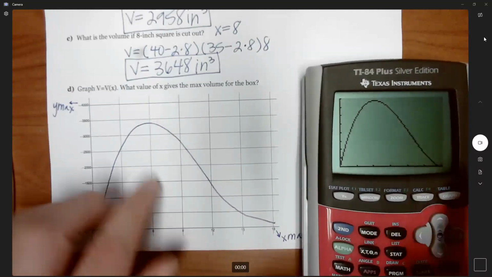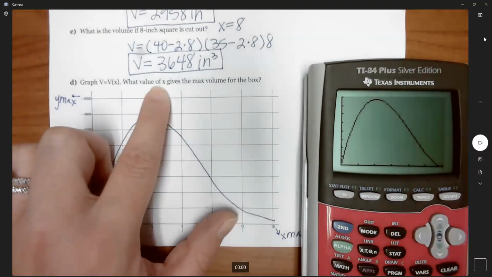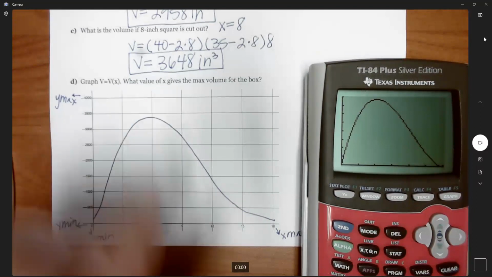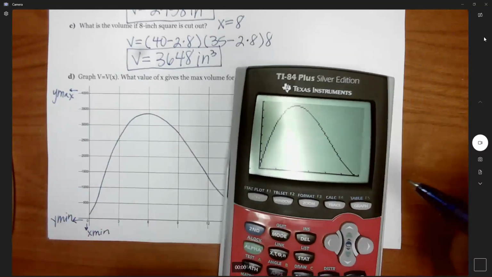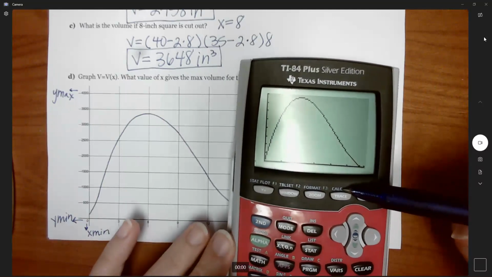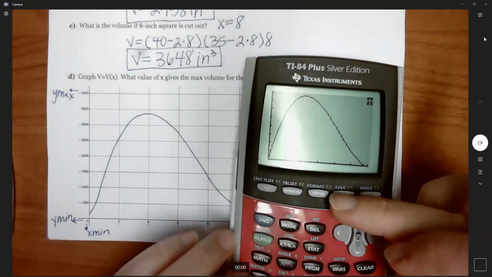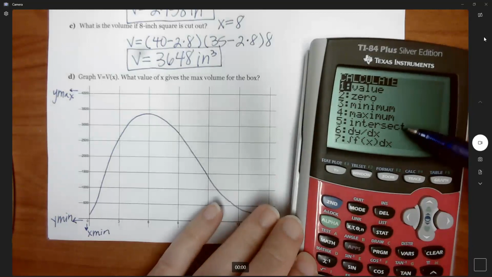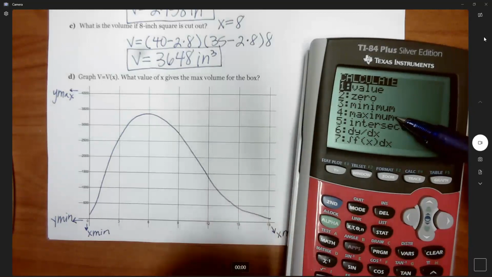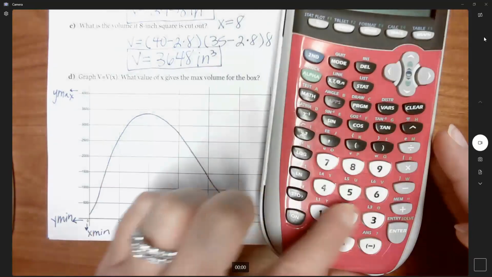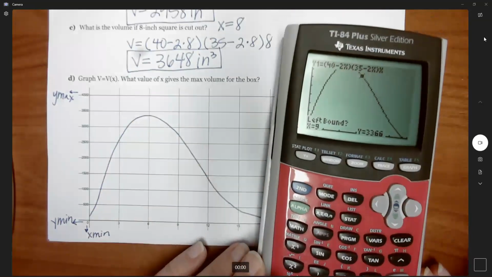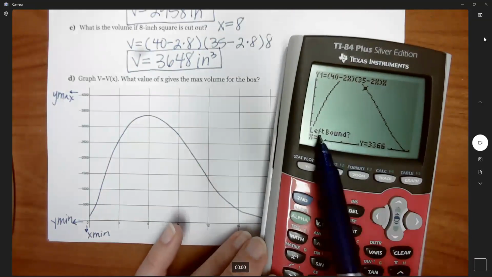Okay, so now we need to find the value of X which gives the max volume for the box. So I need to use my calc function here. I'm going to go second calc, and because I want to find the max, I'm going to go to 4. So either arrow down, hit enter, or just type in 4 from your pad here. And it's going to walk you through it.